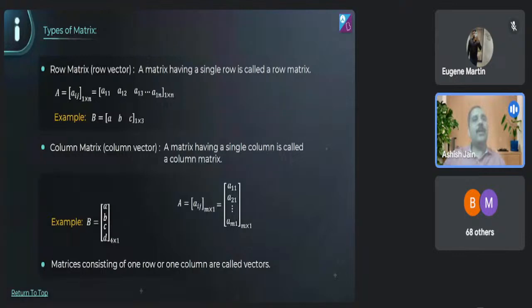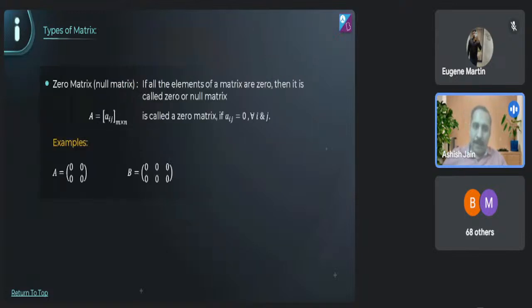Similarly, if you have only one column in a matrix, it may have many rows. Such a matrix is called a column matrix. Capital A of ij, m cross 1. Here we have m number of rows, but only one column. Is it clear? Matrices having one row or one column are also known as vectors. So single row or single column matrices are known as vectors also. Clear? So this is the first classification, row matrix and column matrix.